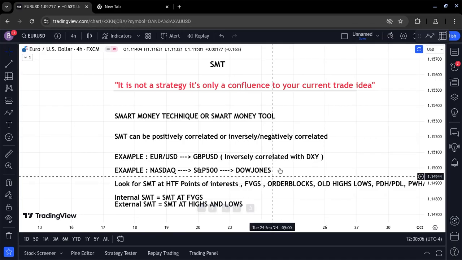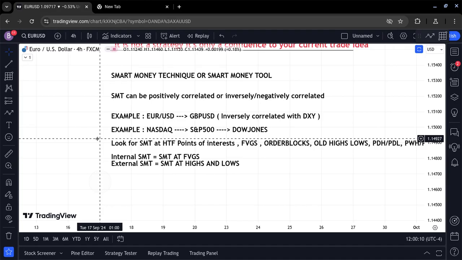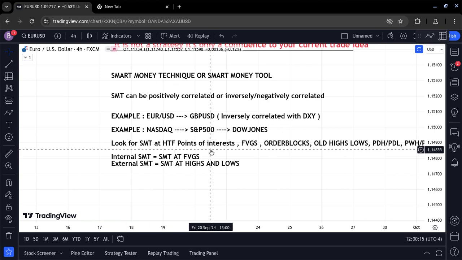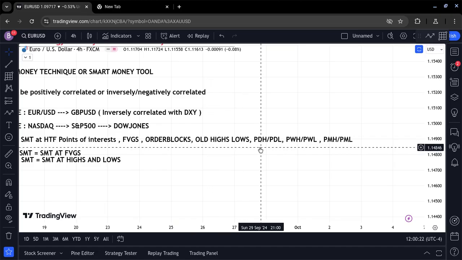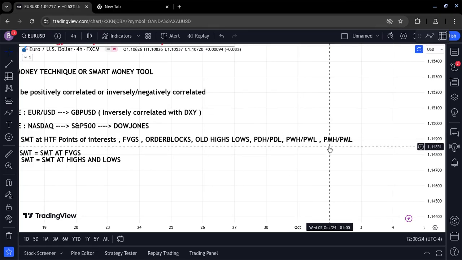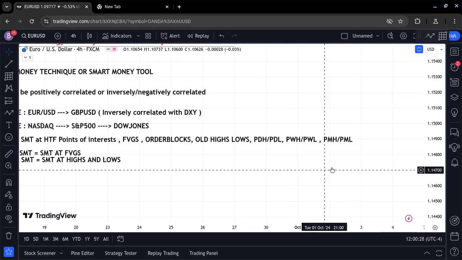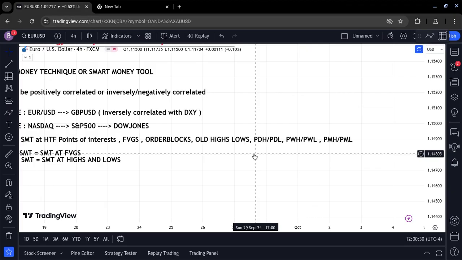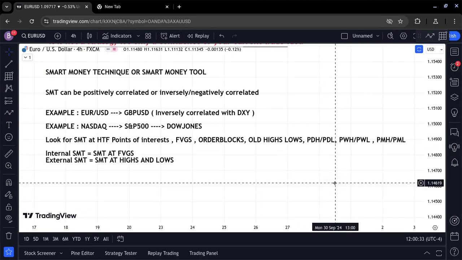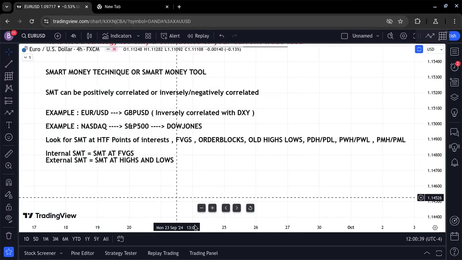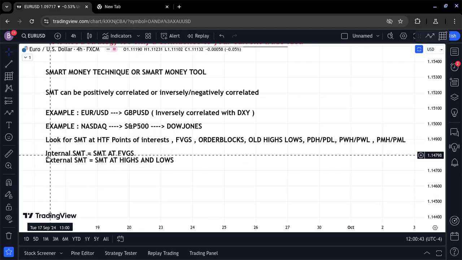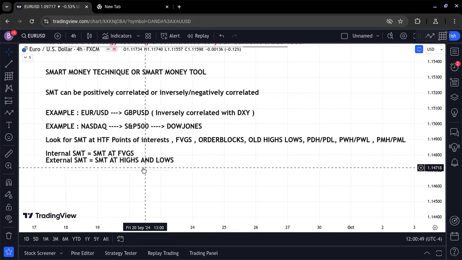They all move positively. And I want to make sure that you know that you have to look for SMTs at higher time frame points of interest, like FVGs, order blocks, all highs and lows, previous day highs and lows, previous week highs and lows, previous month's highs and lows, because over here we have a lot of pending stop losses. If you trade continuously and consistently, you will know that these are the places where a lot of liquidity rests. So here we have two types of SMTs: internal, which is the SMT at FVGs; and external, meaning the SMT at highs and lows.